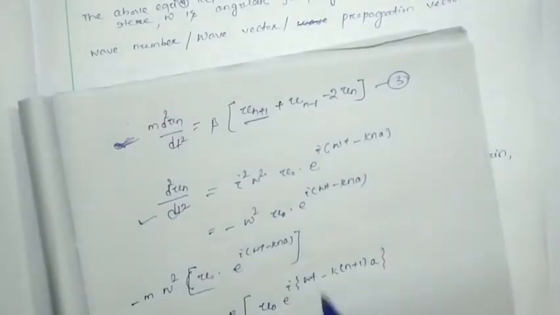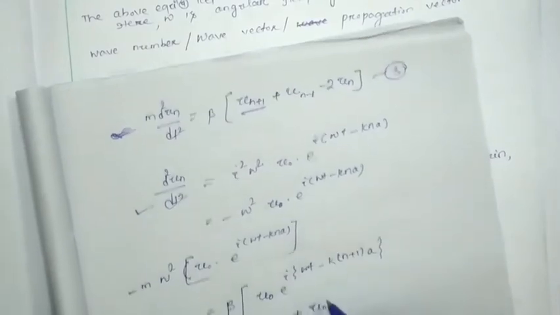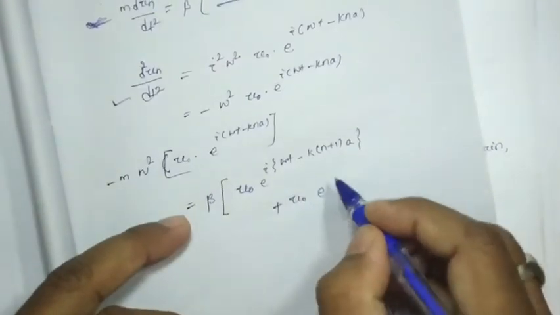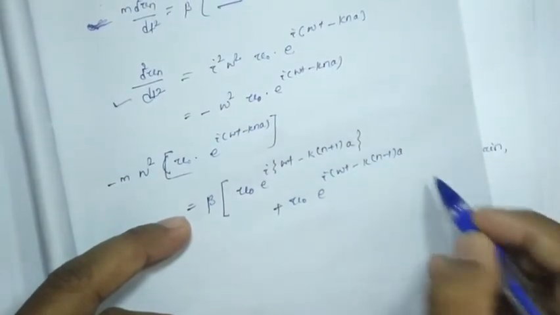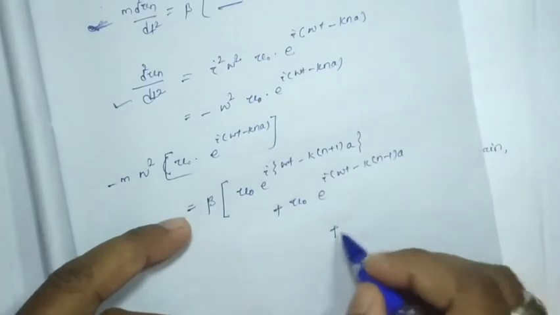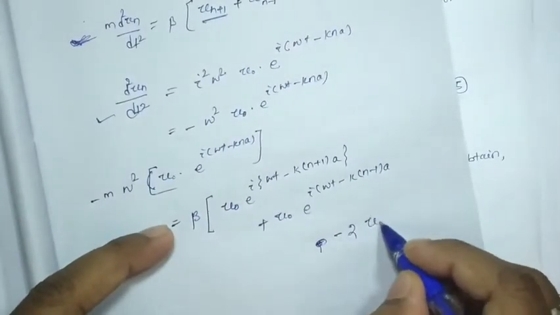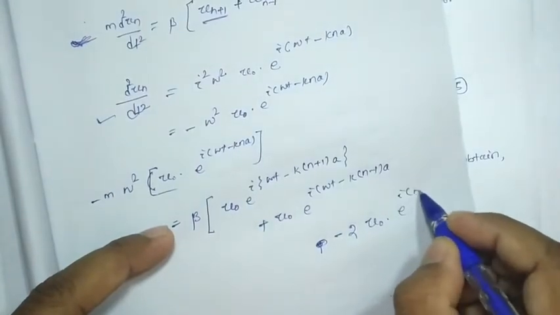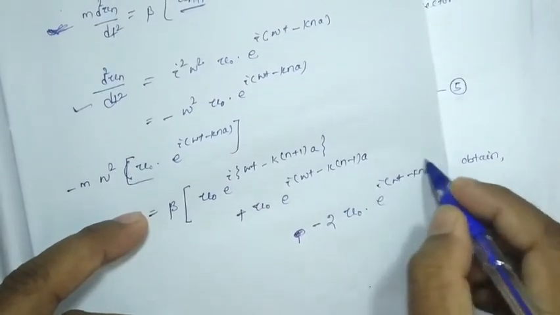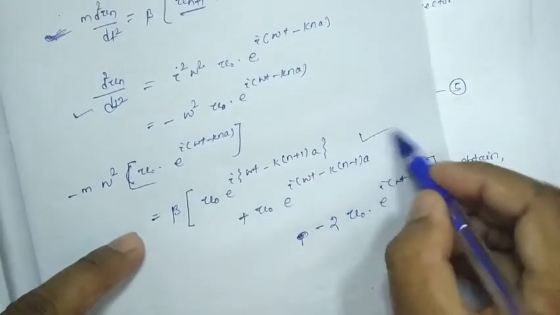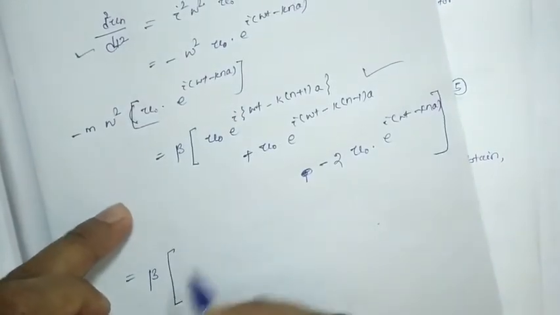Okay, plus un minus 1, which will be u0 into e to the power i omega t minus k into n minus 1 into a. Okay, plus, sorry, minus 2 into un. Un is u0 into e to the power i omega t minus kna.